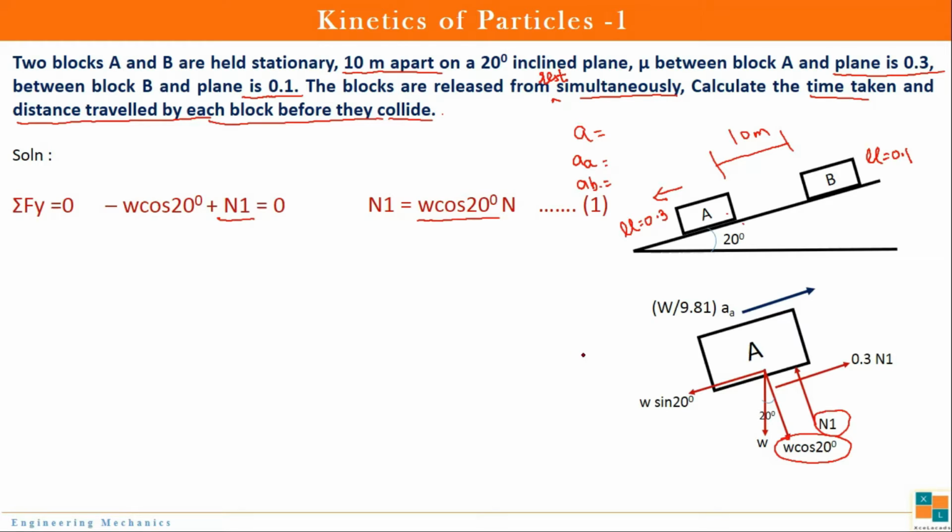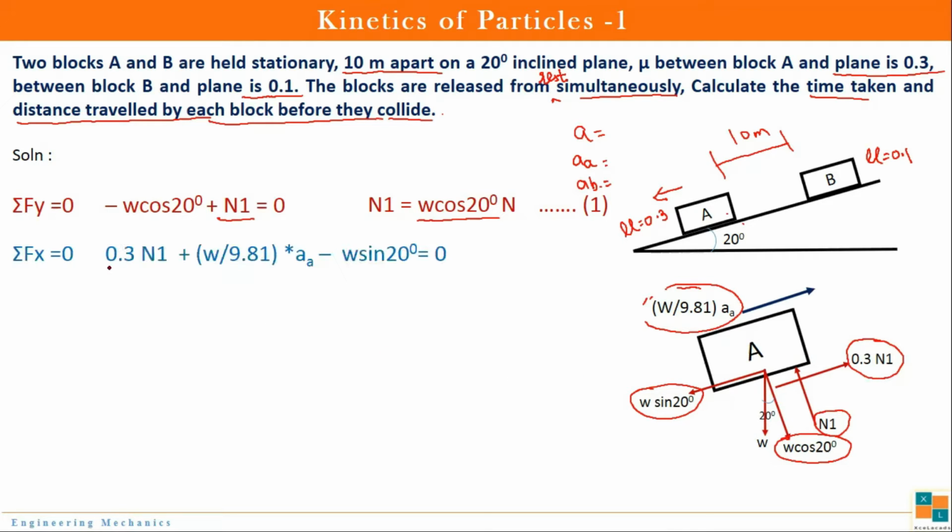Now let us go for another condition, that is summation of Fx should be 0. So in x direction there are three forces, W sin 20, W divided by 9.81 times acceleration of A and 0.3 N1. So substituting this I will get the equation as 0.3 N1 going towards right side positive plus W divided by 9.81 times A_A again right side positive minus W sin 20 going towards left side as negative.